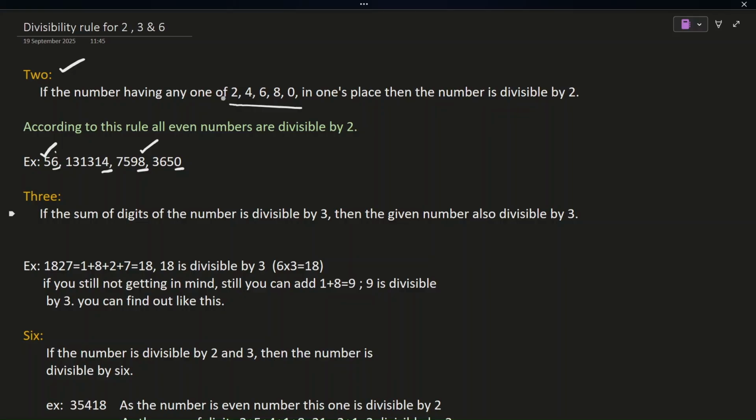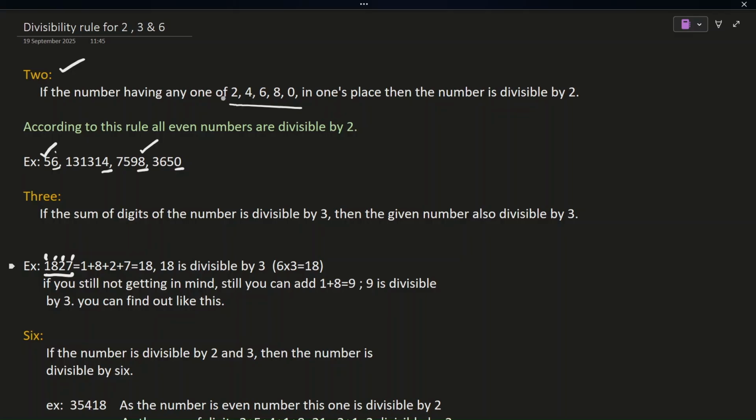Now we will see what is the divisibility rule for 3. If the sum of digits of the number is divisible by 3, then the given number is also divisible by 3. The sum of digits means, for example, whether this number is divisible by 3 or not. What we should do? We should add these digits 1, 8, 2, 7. All these numbers you add. 1 plus 8 plus 2 plus 7 is equal to 18.